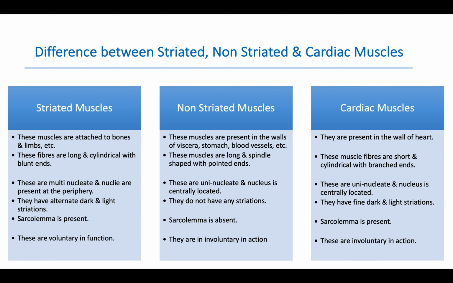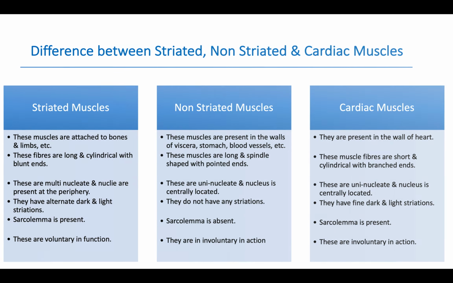Striated muscles are voluntary in function, meaning they work according to our will. Non-striated muscles are involuntary in function. They are not under our control. They keep on working even without our knowledge. Cardiac muscles are also involuntary in action.